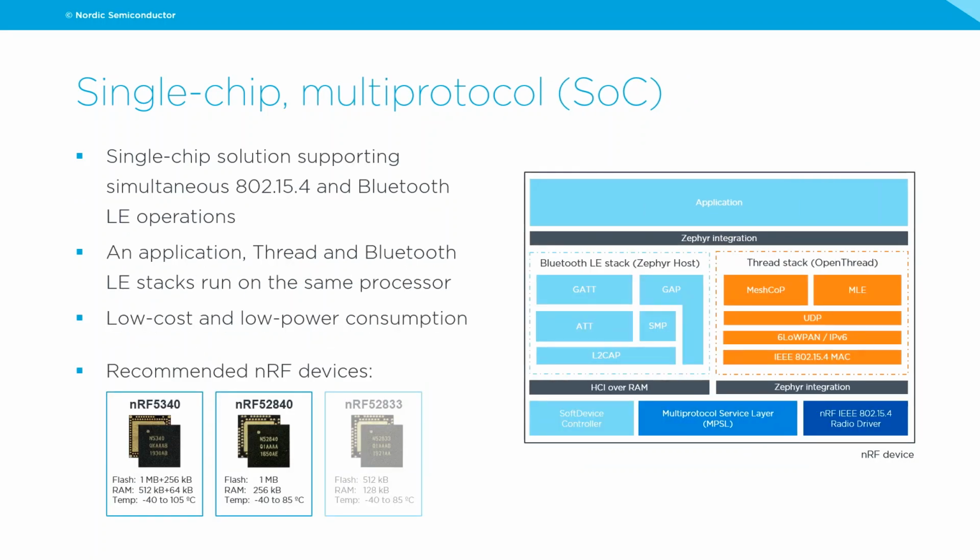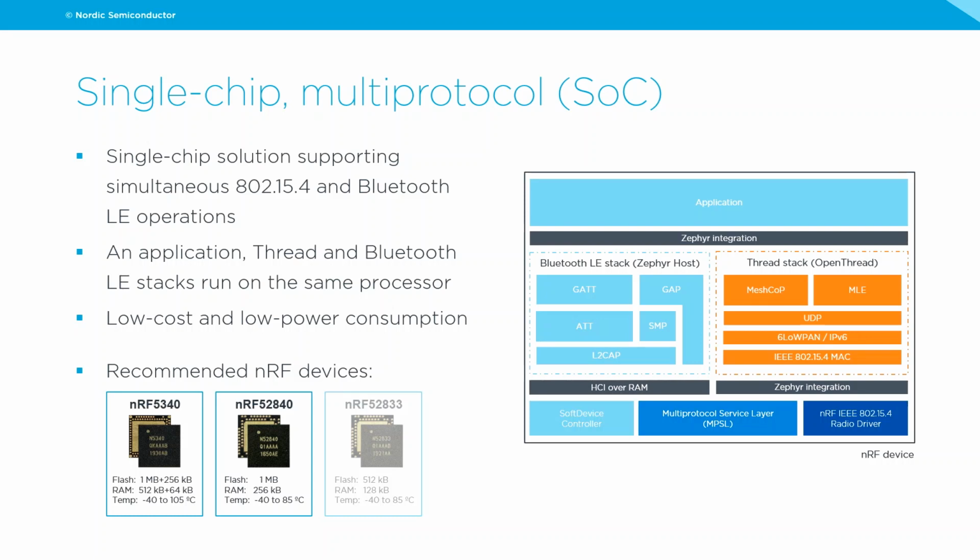Another variant of a single chip design is a single chip multi-protocol architecture. It leverages some functionalities of a single protocol platform. However, additionally, it allows you to run both Thread and Bluetooth at the same time. This is possible because the Bluetooth Low Energy radio is complementary to Thread.